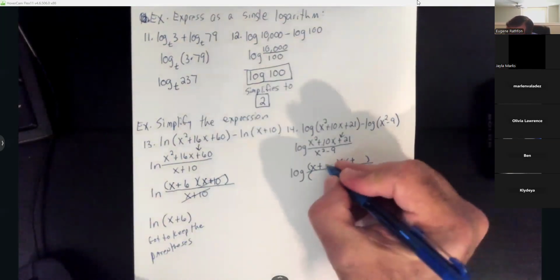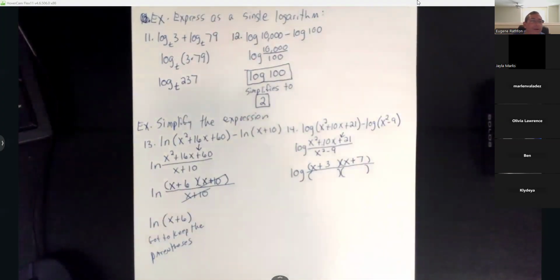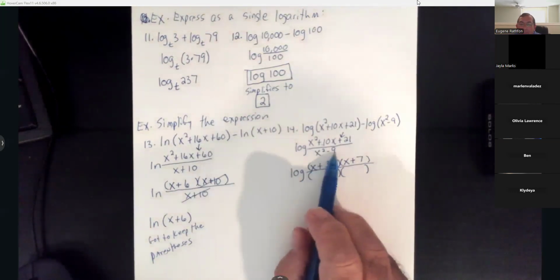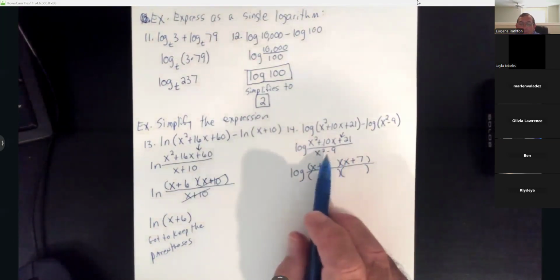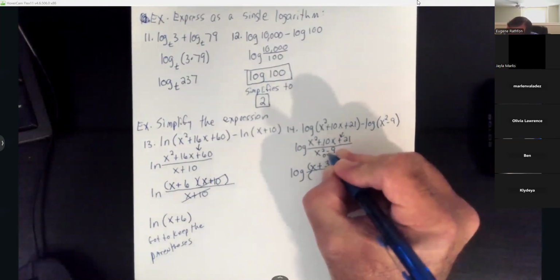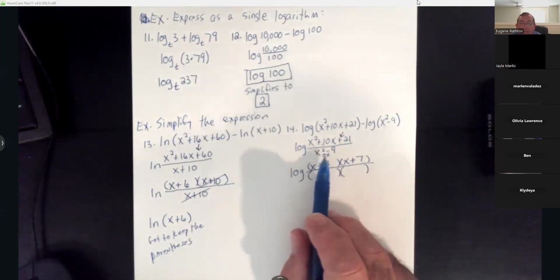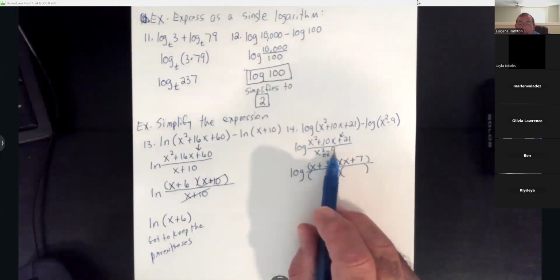So that'd be a 3 and a 7. Good job. Now y'all, look here. This bottom, this is what we call perfect squares. Now there's not an x in the middle. So since there's not an x in the middle, it's like a 0x, okay? So this is really x squared plus 0x minus 9.